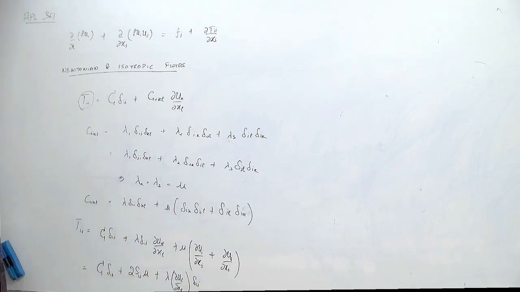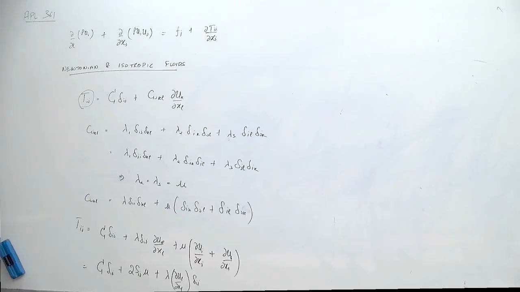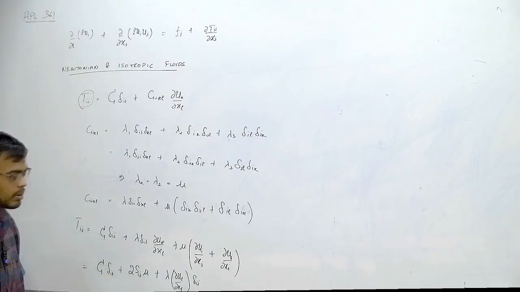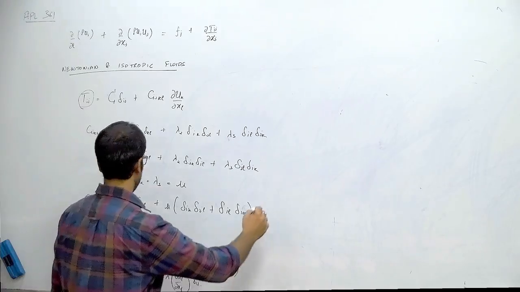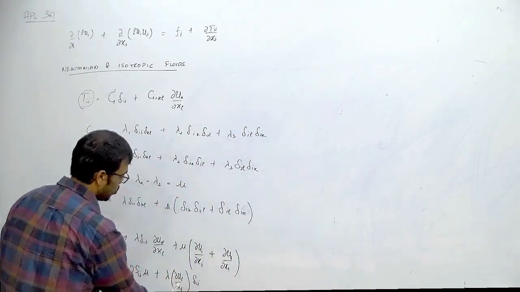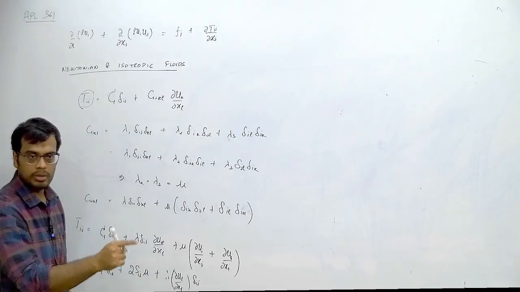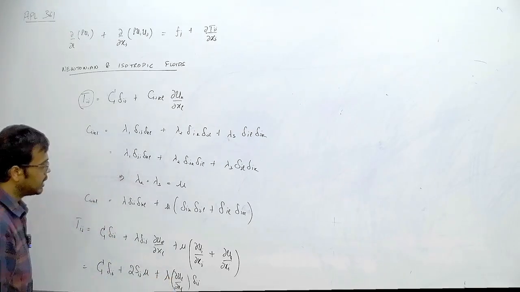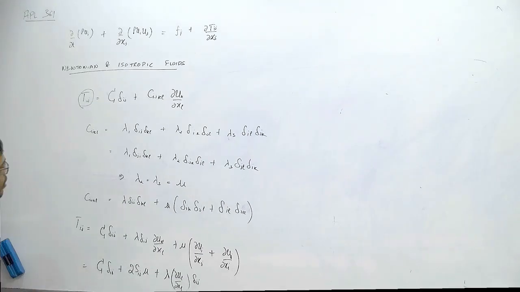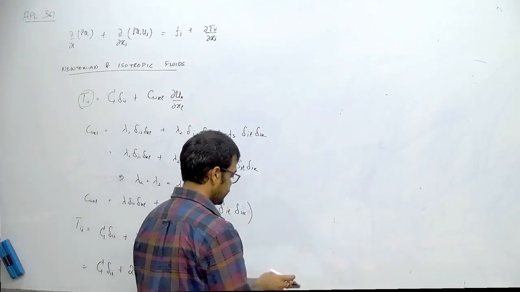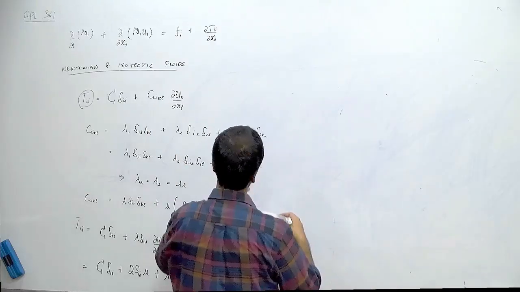What is del ul by del xl? What was the name that we gave? Divergence. This is the divergence of velocity. So this is basically the whole divergence, del u1 by del x1 plus del u2 by del x2 plus del u3 by del x3, times delta ij. Okay. So this is what we get for the stress tensor for a Newtonian and an isotropic fluid.